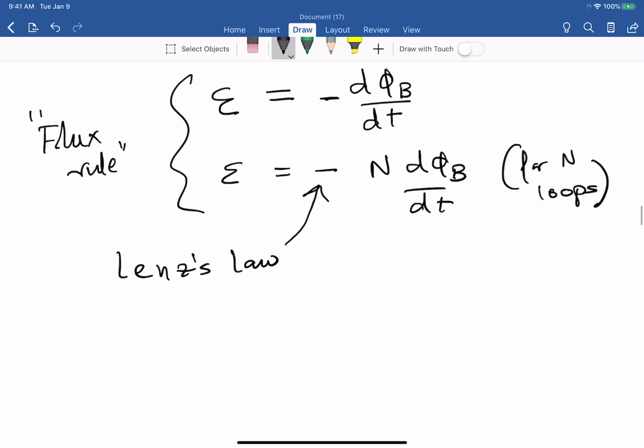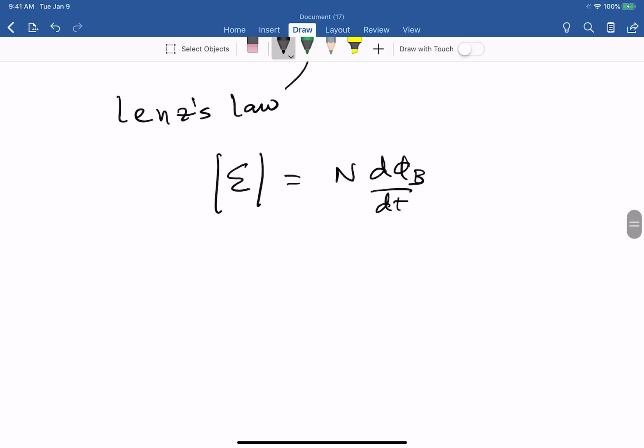So what we're going to do in problems is we will always do the magnitude of the EMF is equal to N d phi B dt. Since we are taking the magnitude of the EMF, we are not considering the minus sign. We will rarely ever need to use this minus sign, because I'm going to show you a different method of figuring out the direction of the induced EMF. So let's talk about that now. Direction of induced EMF.